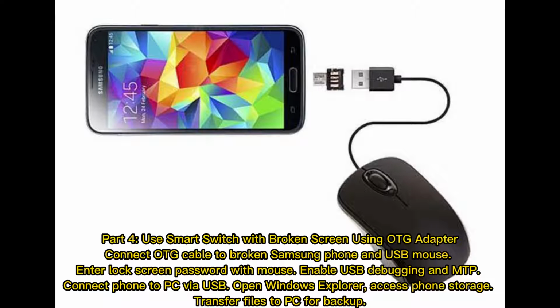Part 4. Use SmartSwitch with broken screen using OTG adapter. Connect OTG cable to broken Samsung phone and USB mouse. Enter lock screen password with mouse. Enable USB debugging and MTP. Connect phone to PC via USB. Open Windows Explorer. Access phone storage. Transfer files to PC for backup.